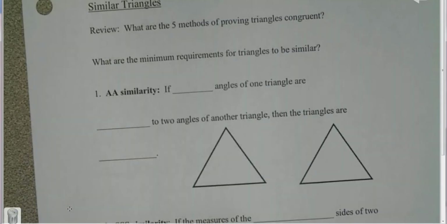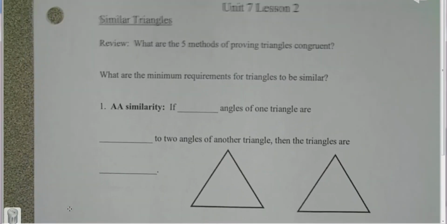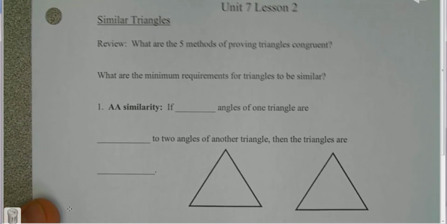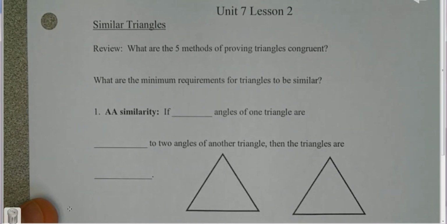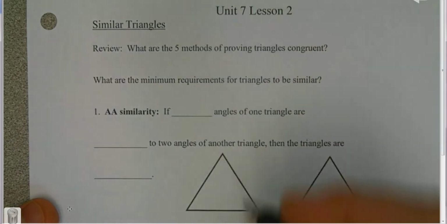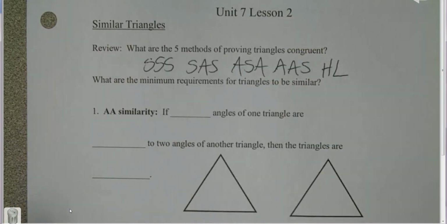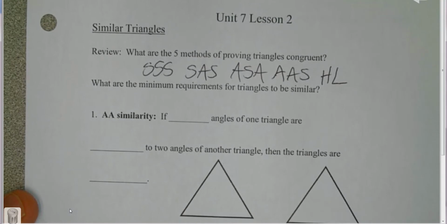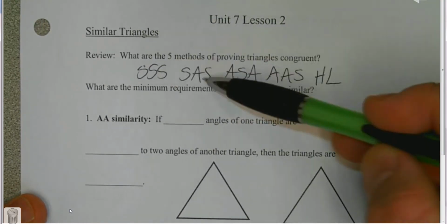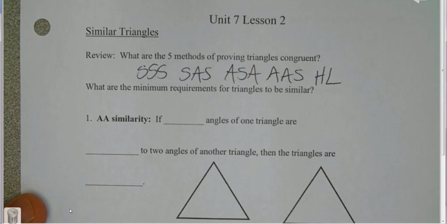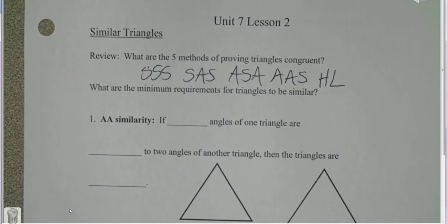First question I want to ask you is, what are the 5 methods of proving triangles congruent? Go ahead and pause the video and see if you can write down the 5 methods. When you unpause, we will have the 5 answers. Okay, so hopefully you remembered from Unit 4 that side, side, side, angle, side, angle, angle, side, angle, angle, and hypotenuse leg are the 5 ways that you can prove triangles congruent.